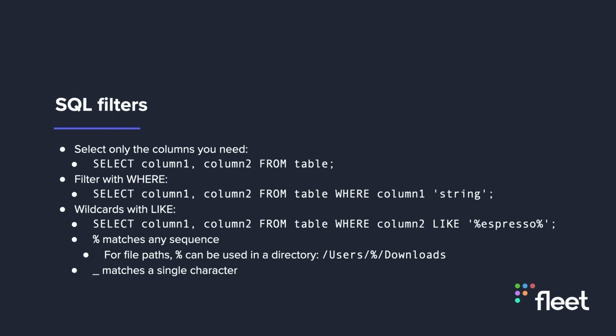You don't have to pick everything, and sometimes you want more conciseness, so you can select just the columns that you want from the table. You can add in a where statement to further restrict the data that you're asking for, and you can also use wildcards. So the % sign on either side of a string statement will match any sequence. So it's helpful for file paths. If you want to look into all the user directories, you can say users / % sign / the downloads folder, for example. And underscore will match a single character.